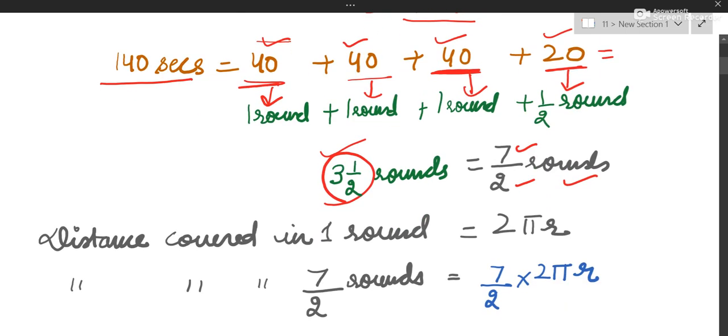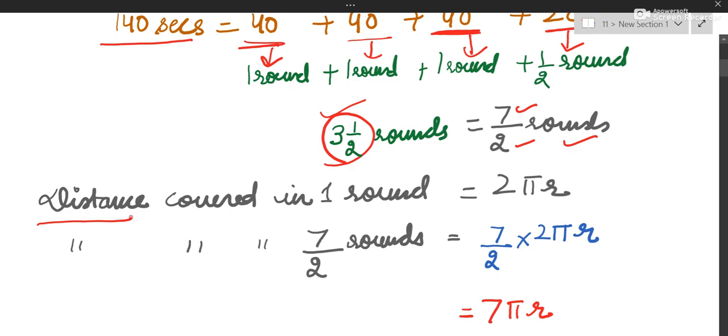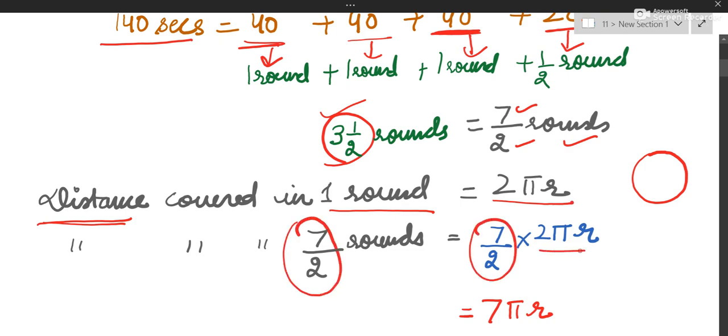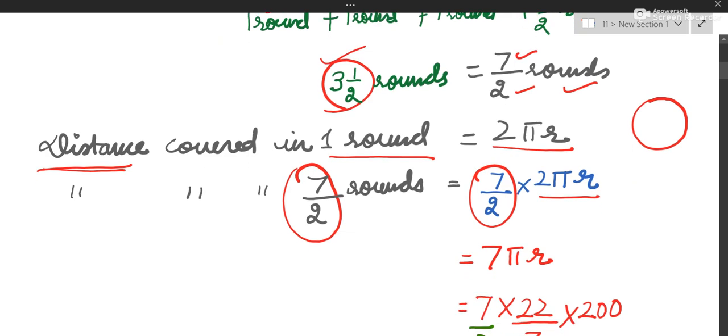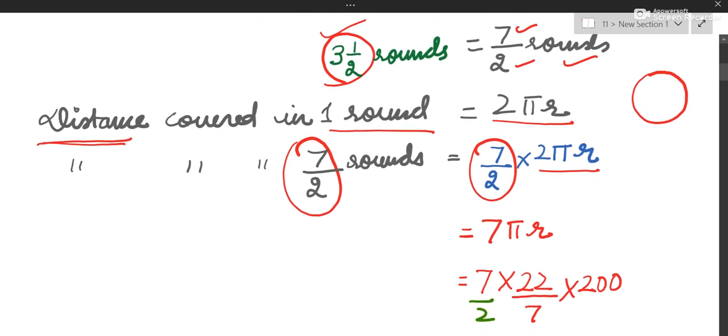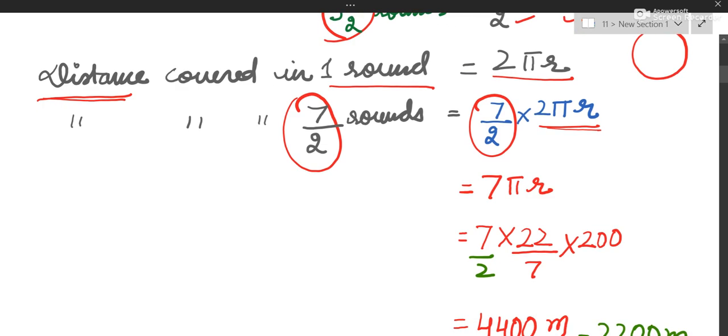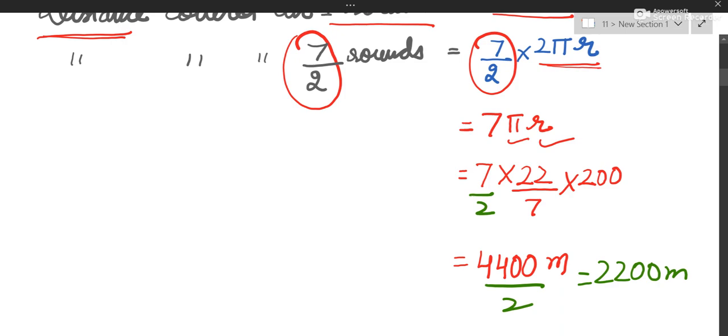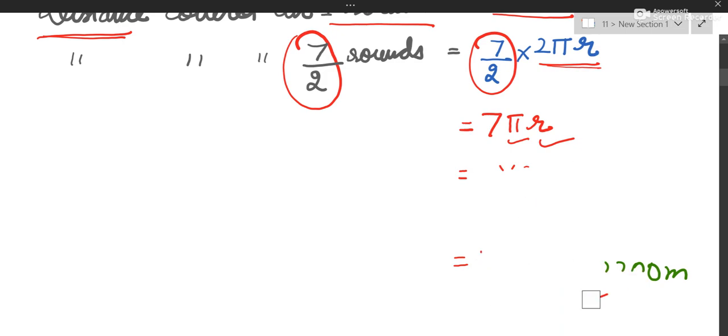So we have been asked distance and displacement. First we'll take distance. Distance covered in one round is the circumference, 2 pi r. So distance covered in 7 by 2 rounds is 7 by 2 times the circumference. 2 and 2 are cancelled. Now you can substitute the values of pi and r, and you will get the value of distance. Calculation you should do on your own. So substitute the values and you can calculate.